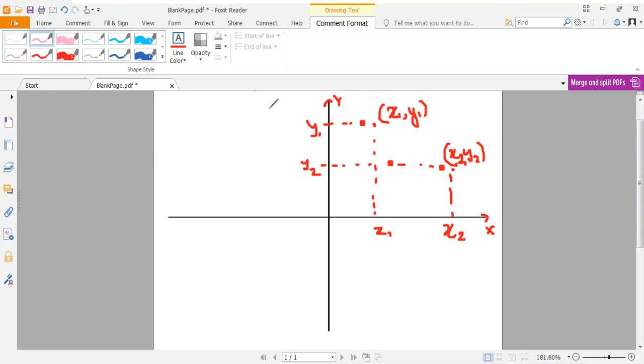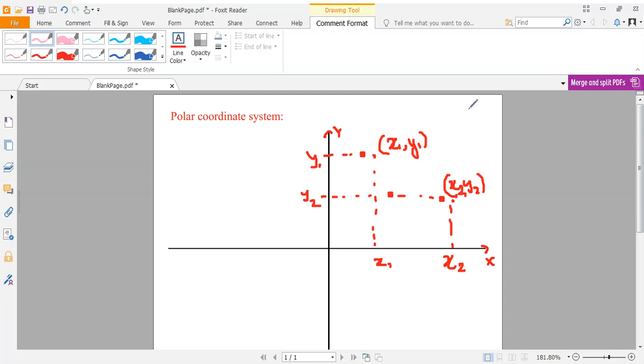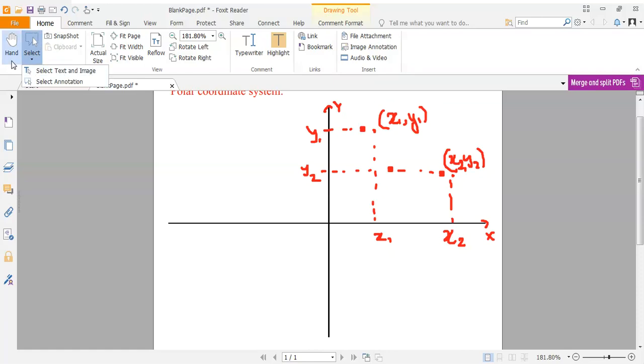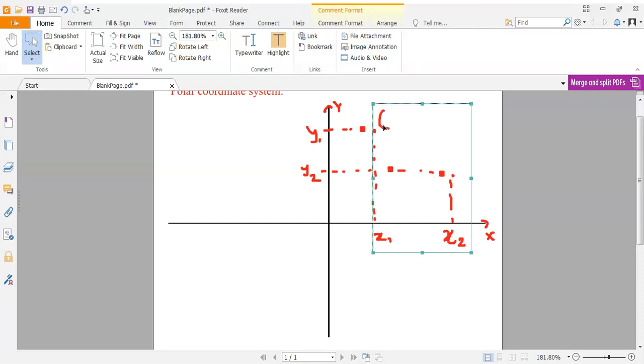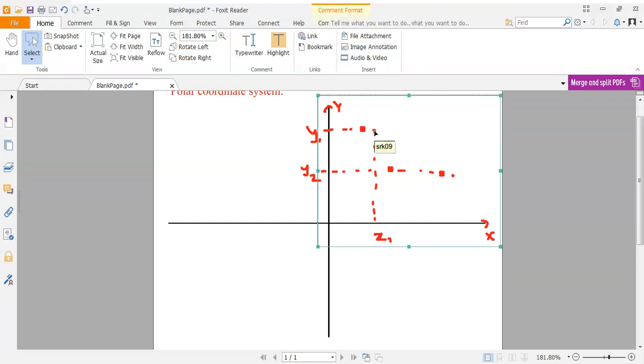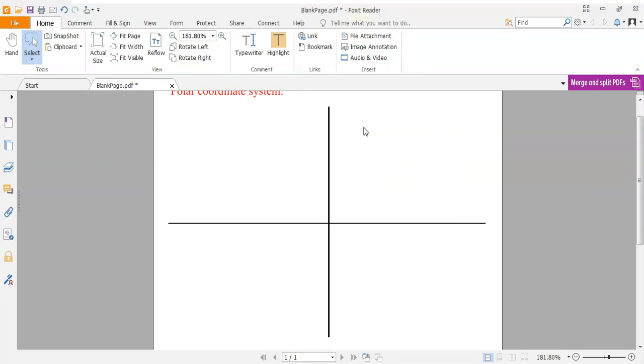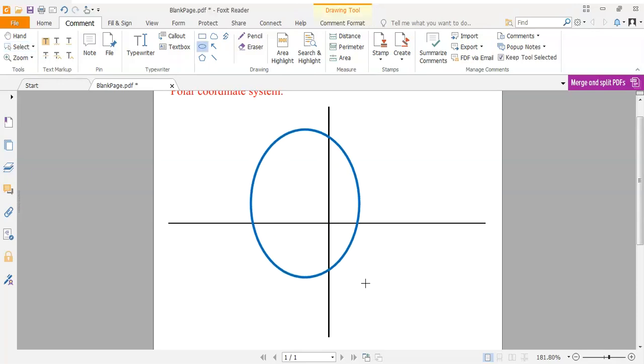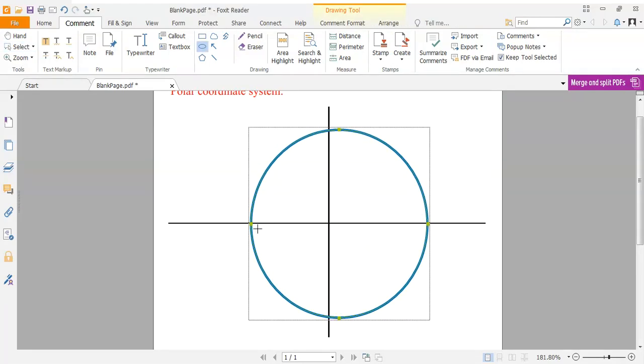Now, we can represent this set of points in different ways. If this is one system of representing these points, we have another system of representing these similar points, using the polar coordinate system. So what is the polar coordinate system all about? Essentially, the polar coordinate system uses the concept of the unit circle. It talks about a circle which has a radius of 1 unit, and we use properties of trigonometry to determine the location of certain points on the x and y plane.